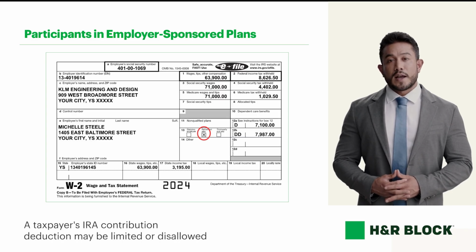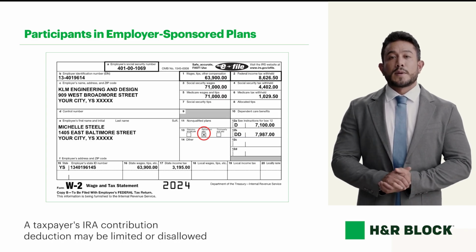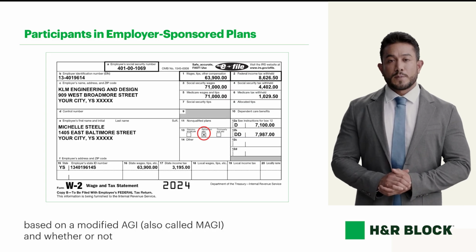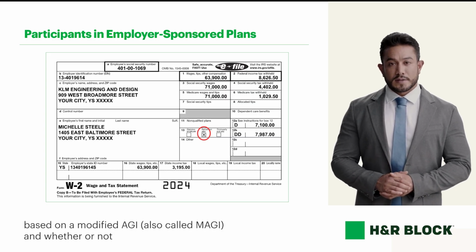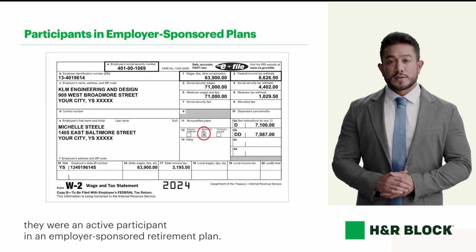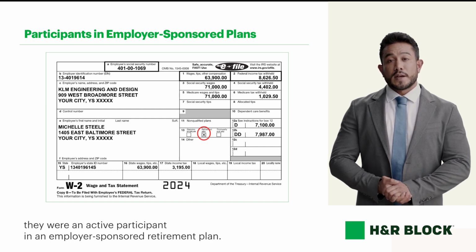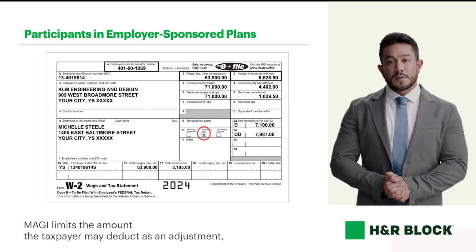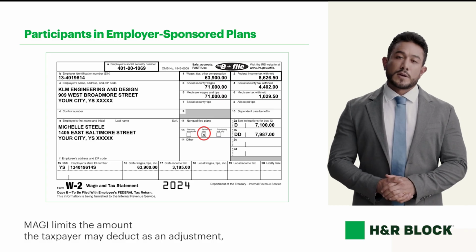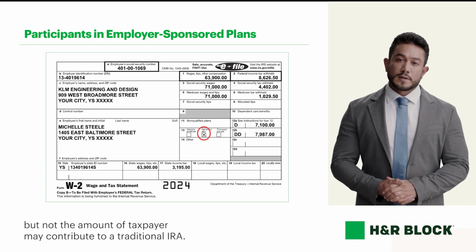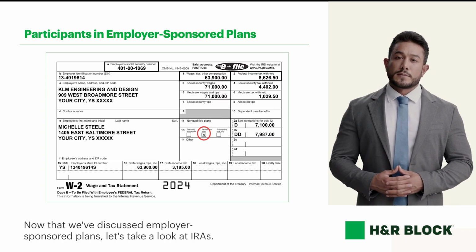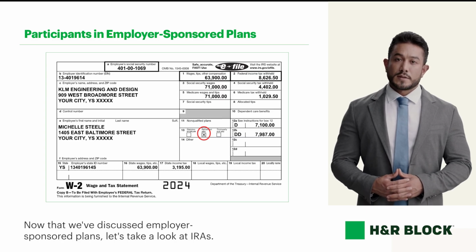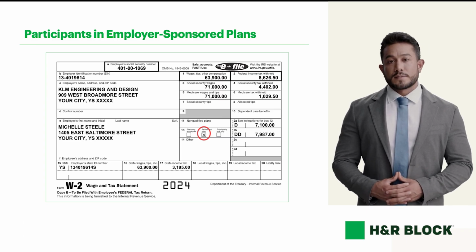A taxpayer's IRA contribution deduction may be limited or disallowed based on their modified AGI, also called MAGI, and whether or not they were an active participant in an employer-sponsored retirement plan. MAGI limits the amount the taxpayer may deduct as an adjustment, but not the amount a taxpayer may contribute to a traditional IRA. Now that we've discussed employer-sponsored plans, let's take a look at IRAs.